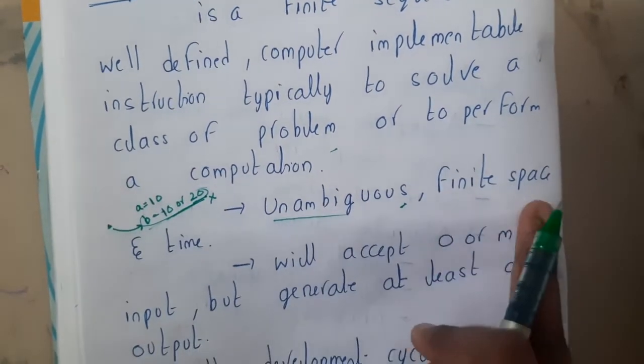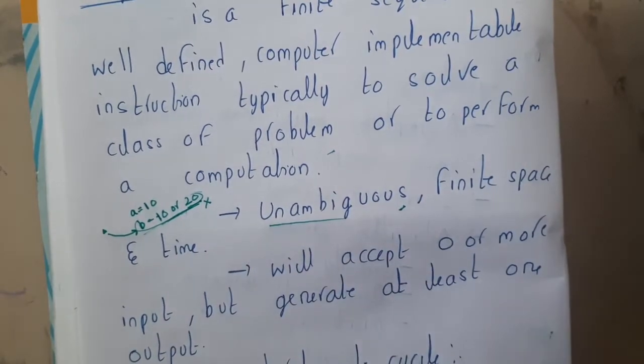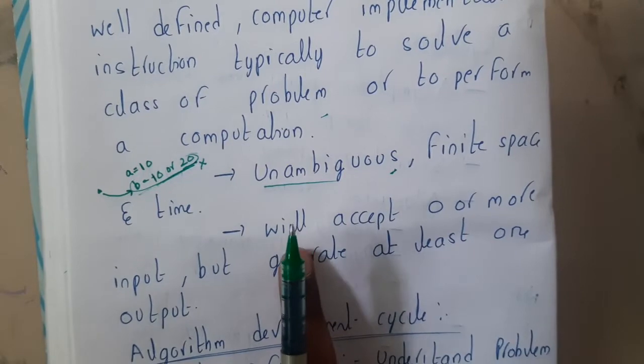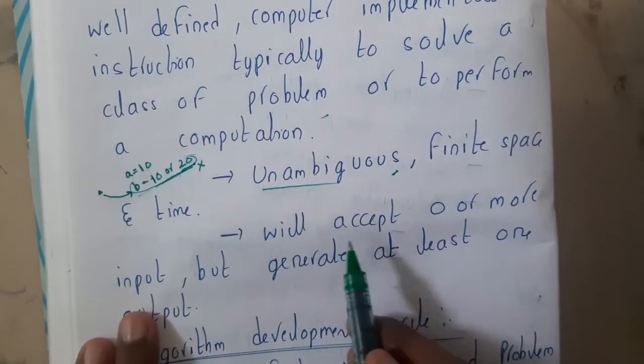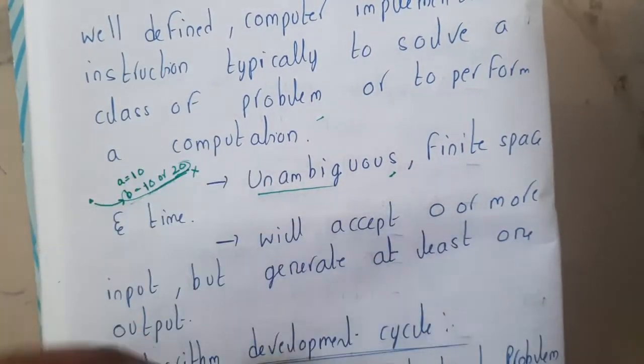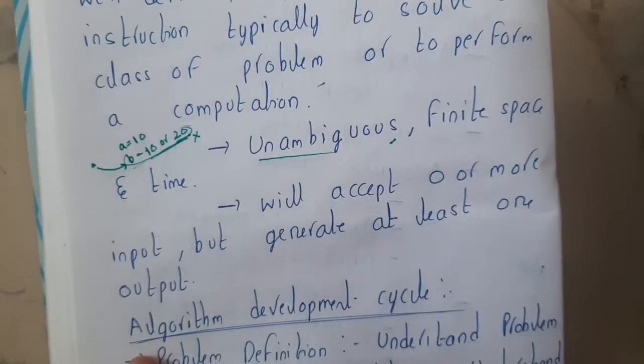Similarly, finite space and time should be required. In simple words, it should have finite steps. Also, an algorithm will accept zero or more inputs. So the number of inputs might be zero, there might not be any inputs, but it should always generate some output.